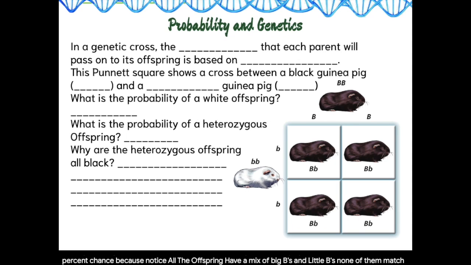Why are the heterozygous offspring all black? Most of you have probably already figured this out. It's because big B, or black, is dominant over white, the little b, which is recessive, meaning that all those offspring have one big B, so they are all going to be black guinea pigs.